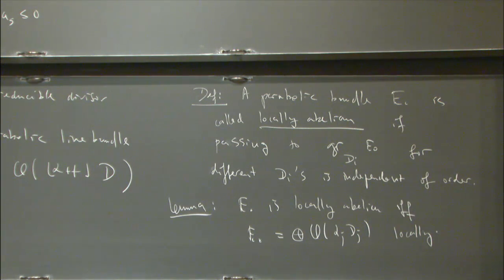Yeah. So just make sure I understand the lemma. In this direct sum, there's not necessarily exactly one summand for each reducible divisor. Right? No, no. We can put them together. Yeah, you can put them together.